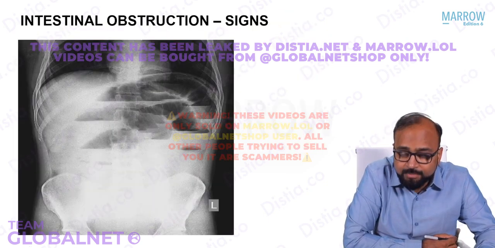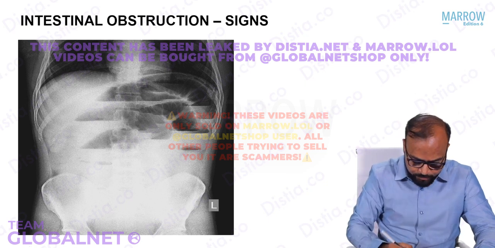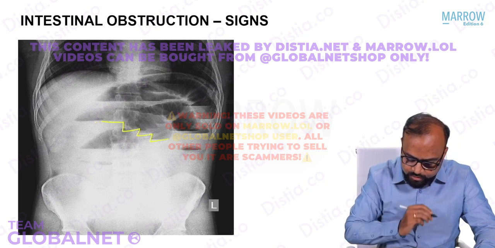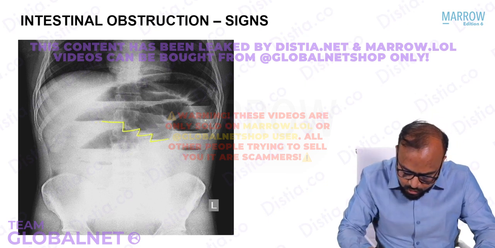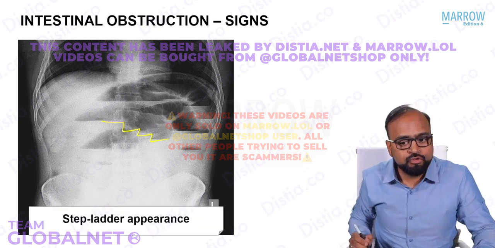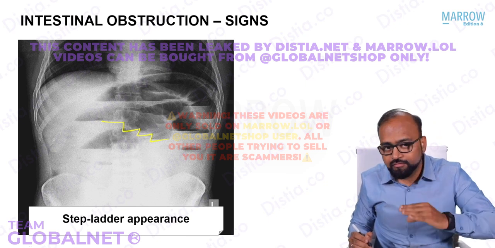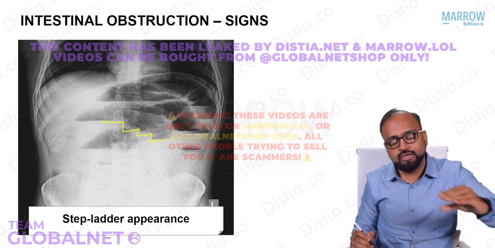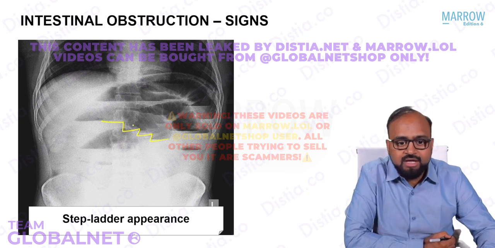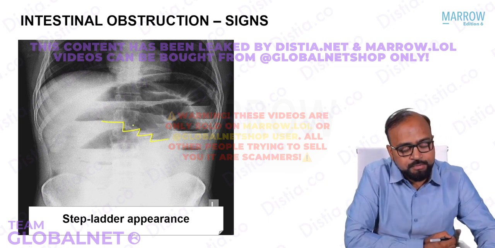Now see, when you see multiple air fluid levels in the same bowel loop and the height of those air fluid levels goes on increasing, see here, here, here, can you see this? This is what is called the step ladder appearance. When you see multiple air fluid levels along the long axis of a bowel loop, and when they rise up like stairs, it is called step ladder appearance. Again, a feature of small bowel obstruction.